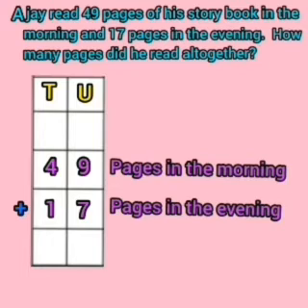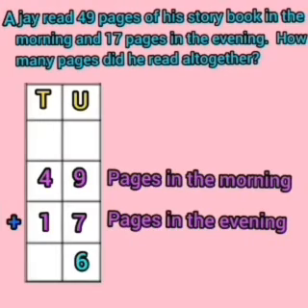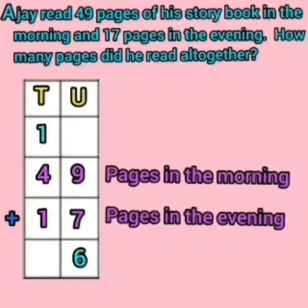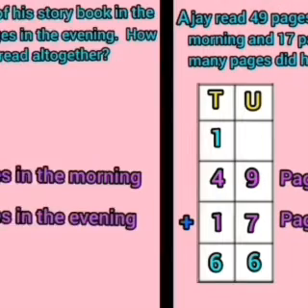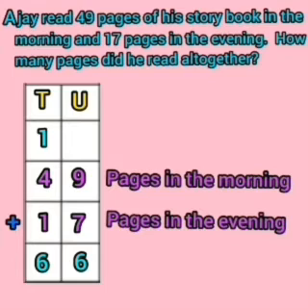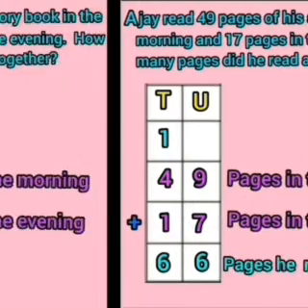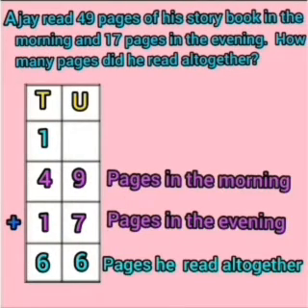Let us add. 9 plus 7 is 16. 6 we will write in the unit place. 1 ten will be carried over to the tens column. 1 ten plus 4 tens plus 1 ten is 6 tens. So 66. 66 pages he read altogether.